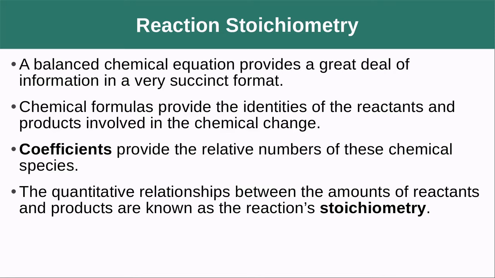So we're putting a lot of information in a small little form factor in a balanced chemical reaction. We're telling you what the reactants are, we're telling you what the products are, and we're giving you some sense of the ratios, the quantitative relationships between them. This is what's known as the reaction stoichiometry.